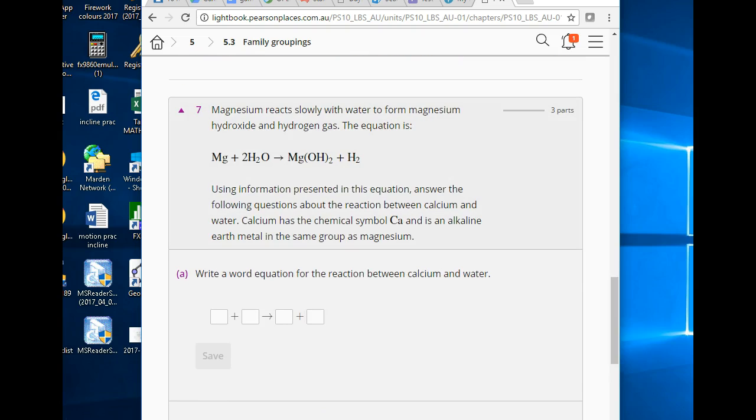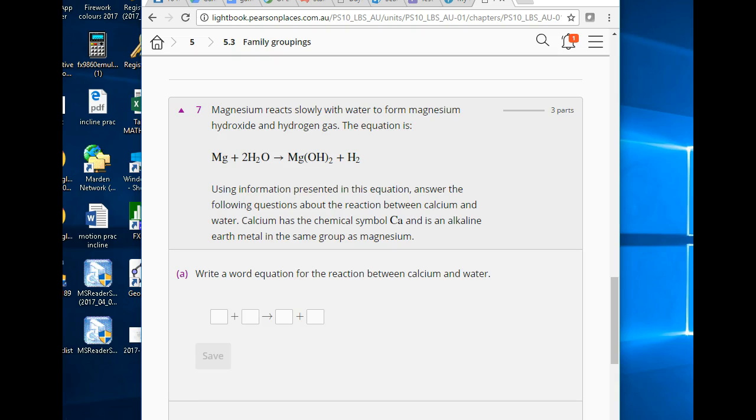slowly with water. So you've got to gradually build up your knowledge. You need to be able to know that magnesium is Mg and water is H2O. Now, they give you the equation, but you've got to actually be able to match it up. So the word is magnesium reacts slowly with water. You see the magnesium symbol, you see the water symbol. And it forms magnesium hydroxide. Now, you haven't really learnt that. That is new to you.